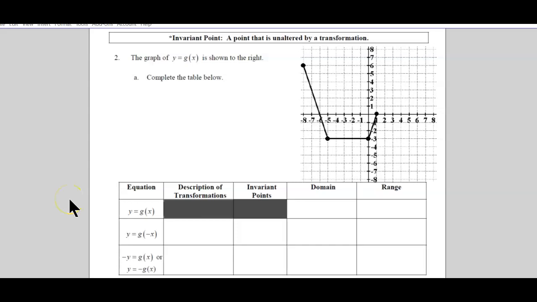Okay, so invariant points, as I mentioned, we talked about them last year. It's a point that's unaltered by transformation. We're going to look for invariant points as we do these reflections, okay? So that's g of x. I'm going to complete the table.